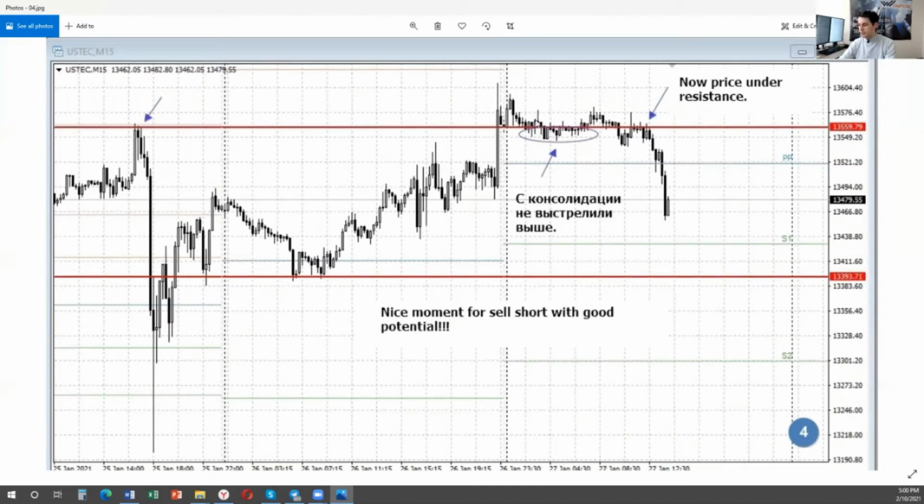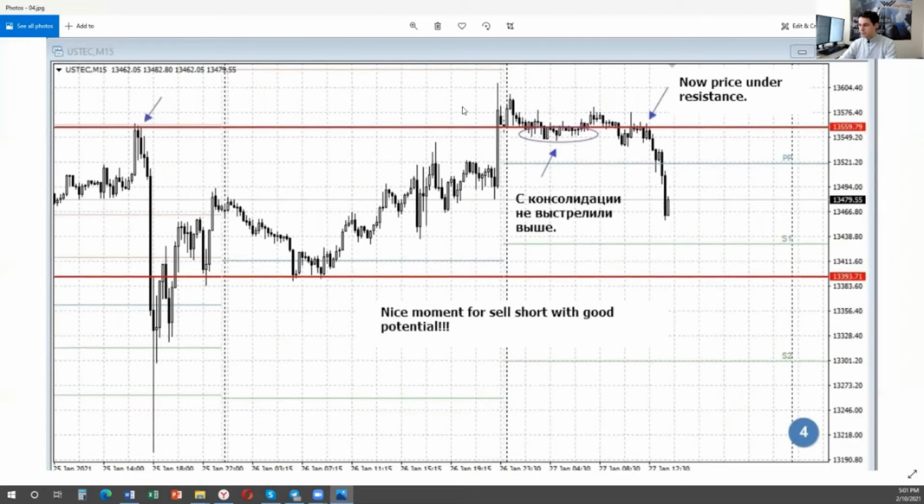Here you can see consolidation and enough power to rise from here. But there is no upward impulse. The instrument closes below the level of 13,560. And this gives every reason to open a short position once again.